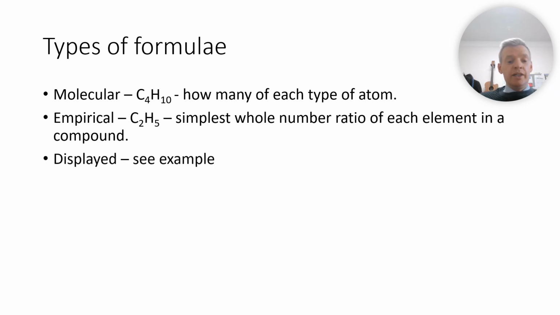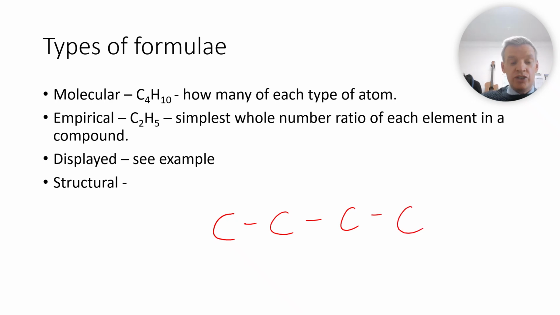Right, the next one, and we use this quite a lot in organic chemistry, is what we call the displayed formula. I'm going to give you the example of butane that we've just used. The displayed formula is when you show each and every atom and you show each and every bond that joins each atom together. So I've got 4 carbons, and you tend to join the carbons together because carbon can form 4 bonds.